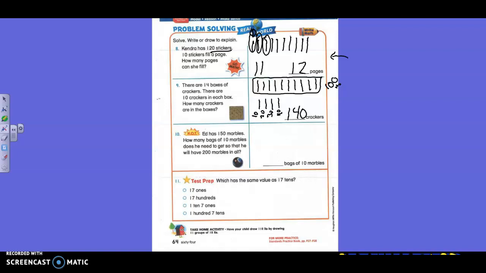Ed has 150 marbles. How many bags of 10 marbles does he need to get so that he will have 200 marbles in all? Okay. So here's what we're going to do. We're going to draw 150 using 10s. Okay? Or let's just even count. 10, 20, 30, 40, 50, 60, 70, 80, 90, 100, 110, 120, 130.